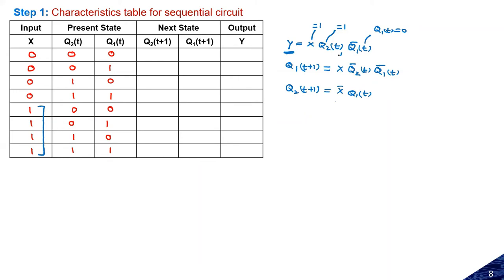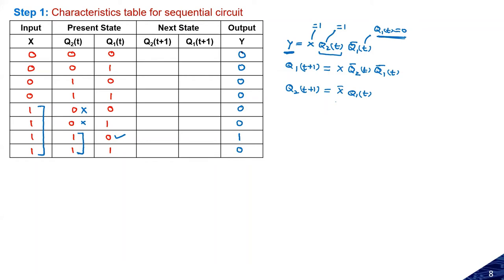Now I need to check the second case, Q2T. I need to check how many Q2T are at 1. Out of these, these two will be selected, and these two will not be selected. Now Q2T is 1, so I need to check where Q1T is equal to 0. Out of these, only this one has Q1T equal to 0. So only this output will be 1, and the rest will all be 0. This is how we can complete this table for Y.